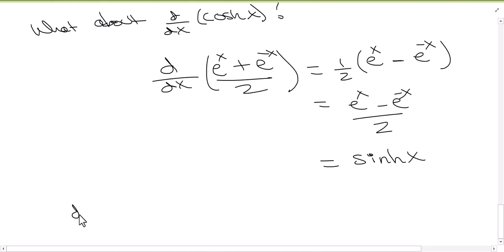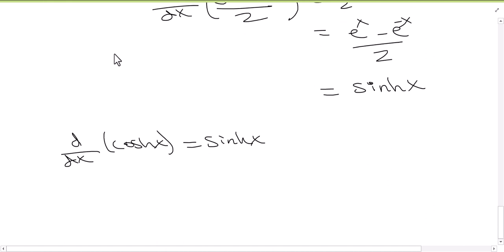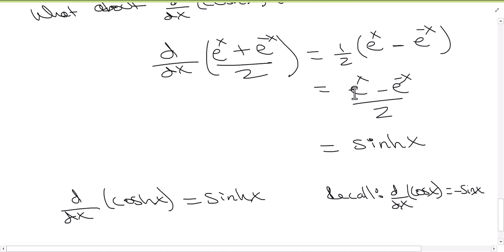So we can say the derivative then of cosh is positive sinh x. So there are no negatives here. With standard, right, recall that the derivative of cosine was negative sine. But here we don't have the negative, it's just sinh. And that's because we are really taking the derivative of these quantities, and there's no negative that we can pull out.